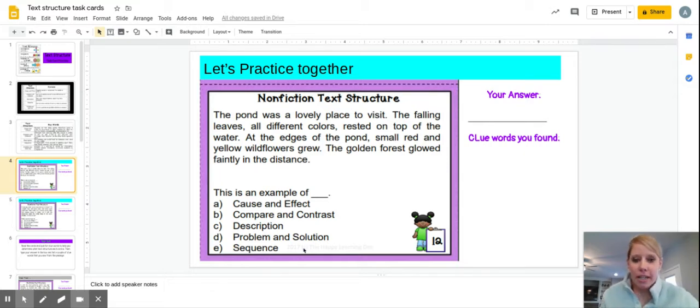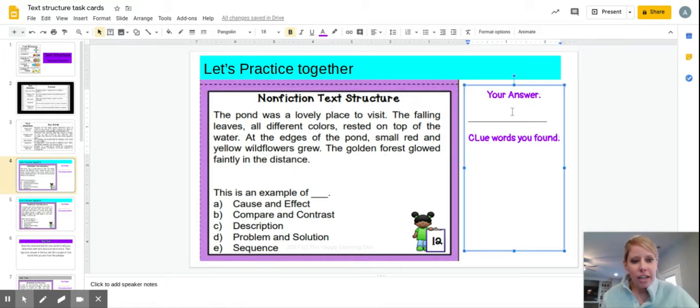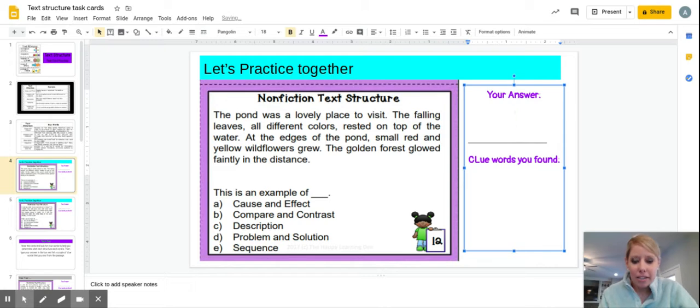Well, if I go back up in the passage and look, I see some words in here. Right here where it says small red and yellow wildflowers, they're describing how the flowers look. They're telling me that they're small and they're red and they're yellow. I also see over here where it says the golden forest glowed. So they're not just saying it's a forest, they're telling us that the forest is glowing and that it's golden. So this author is using the text structure of description. So what I would do is come over here and in the box, type in my answer. I'm going to put that this one is C, description.